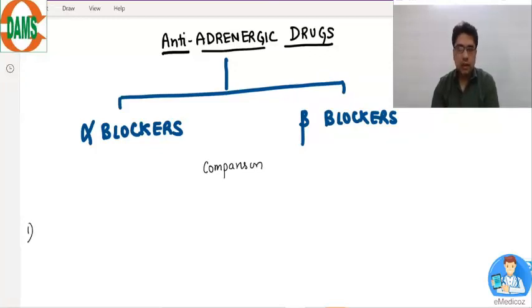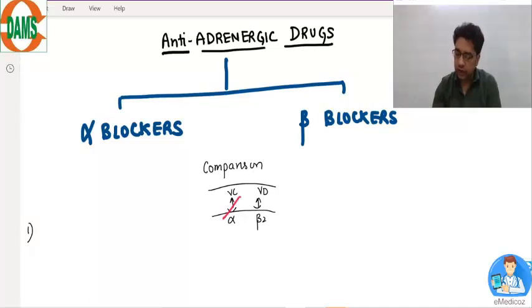First point, if you remember, we have discussed that alpha receptor was present on blood vessel, which causes vasoconstriction. Don't draw this diagram. And beta 2 receptor was present on blood vessel, which causes vasodilatation. Do you agree? So if you block alpha receptor, there is epinephrine in the blood. Epinephrine will act on beta receptor, and because of this there will be vasodilation. So alpha blockers are vasodilators. What about beta blocker?